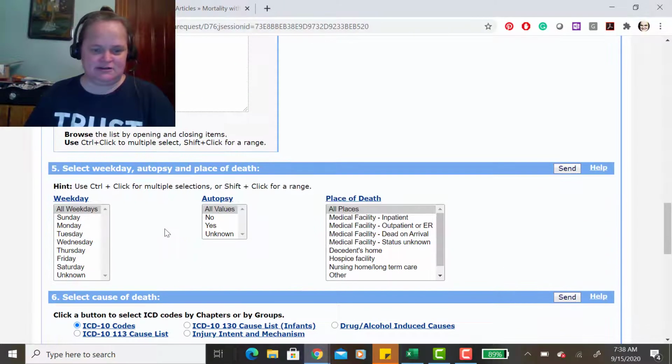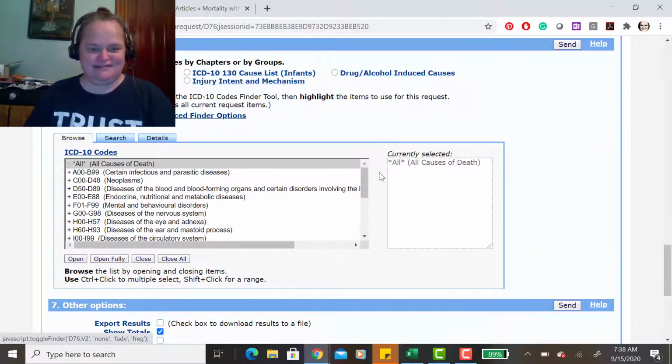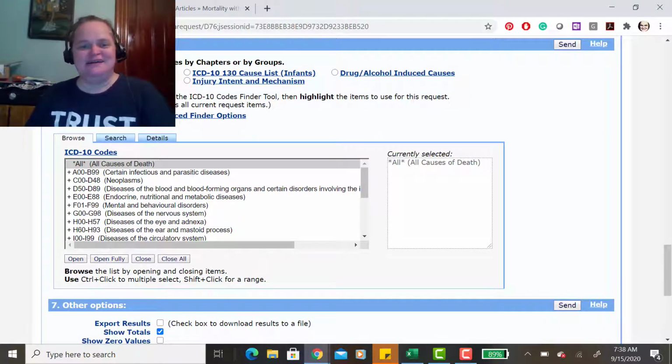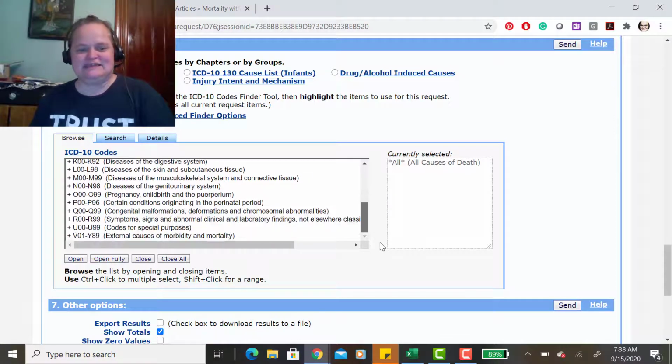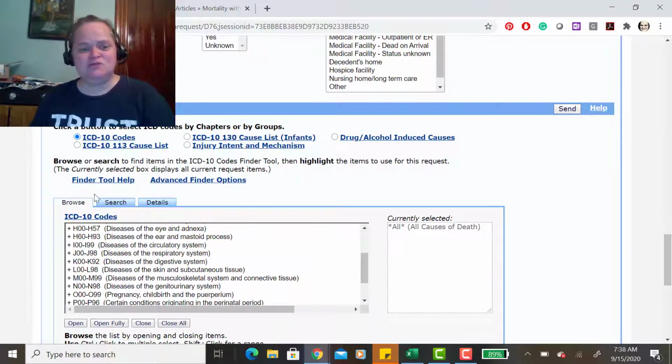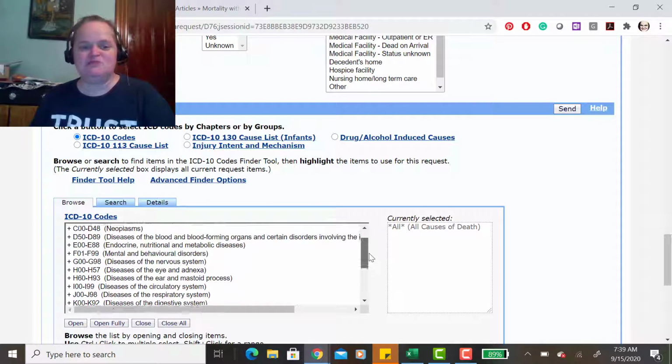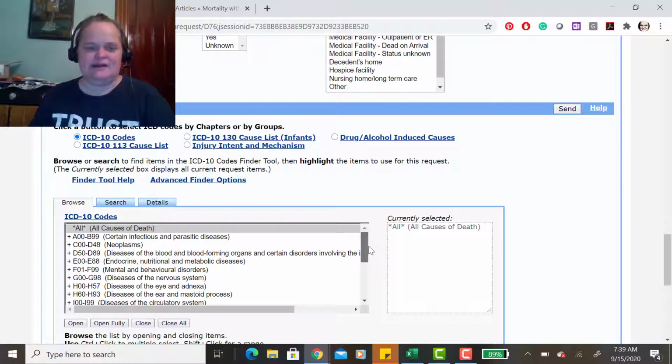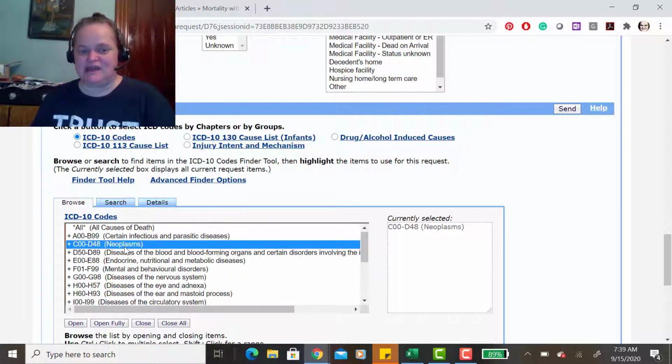So let me take a look and pick a cause of death. Now here's the list that is like everything, and you can really dig into it. It gets kind of hairy. You can search for the cause that you want, but why don't I just pick an entire category? So if I pick neoplasms, that's cancer. So let me just pick neoplasms.